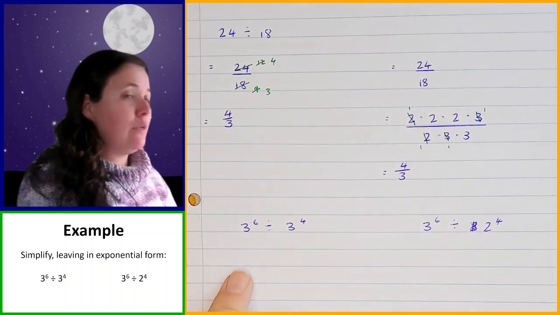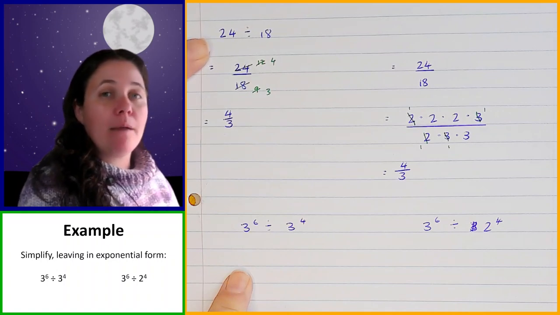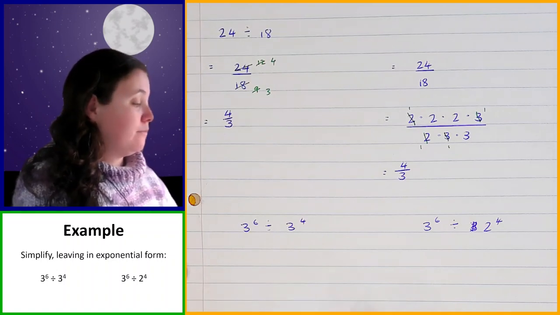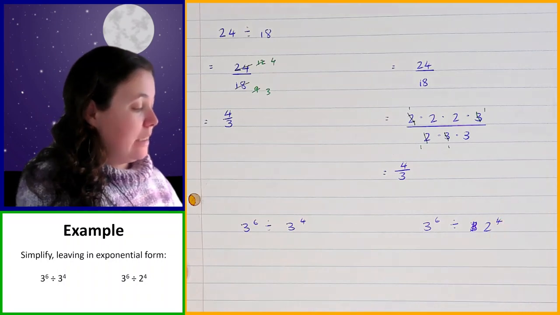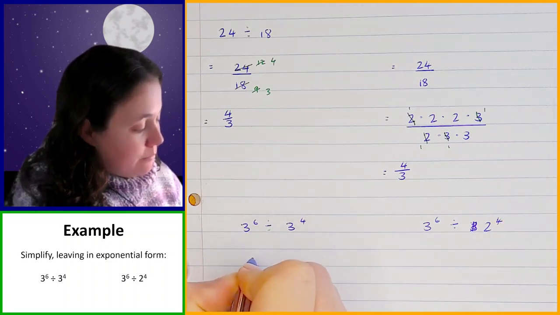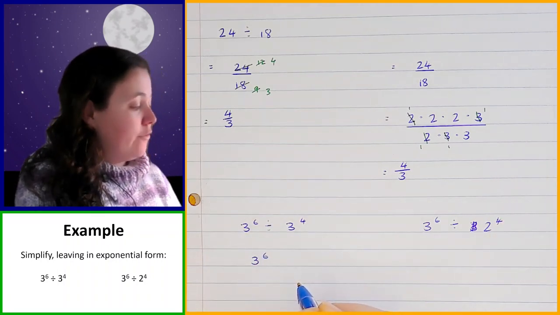Now just like I did with this example up here, I am going to rewrite this as a fraction. So I'm going to write this as 3 to the power of 6 over 3 to the power of 4.